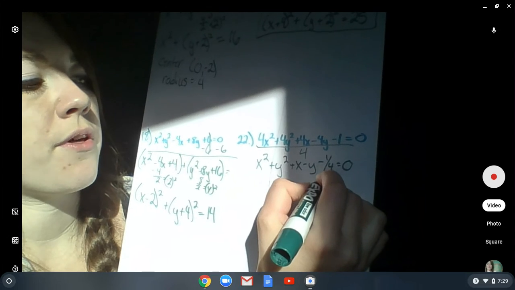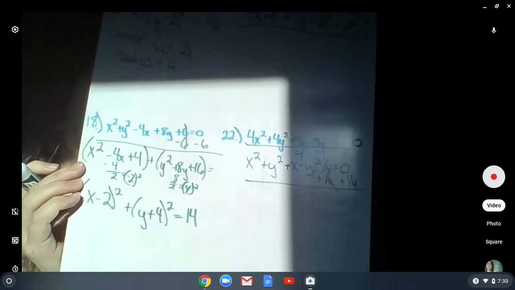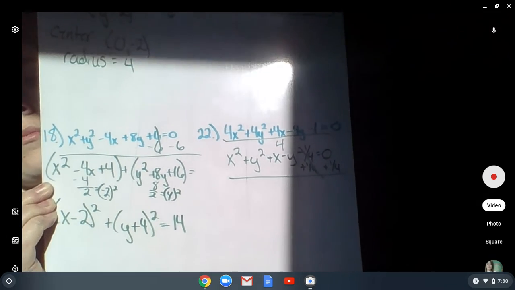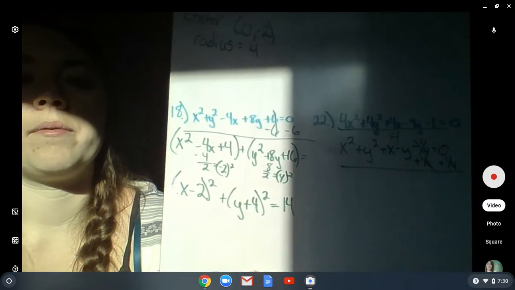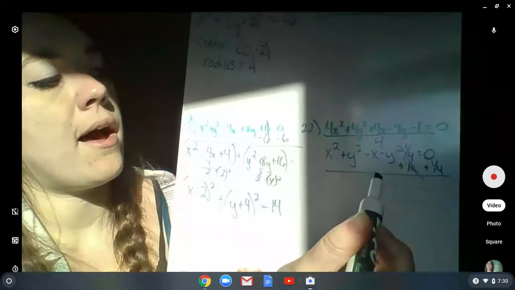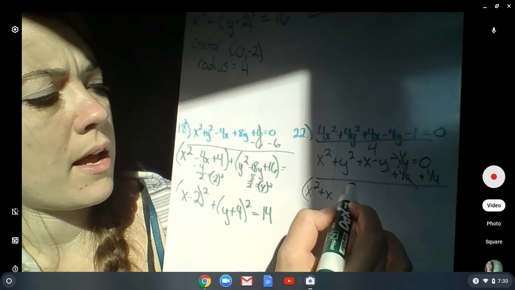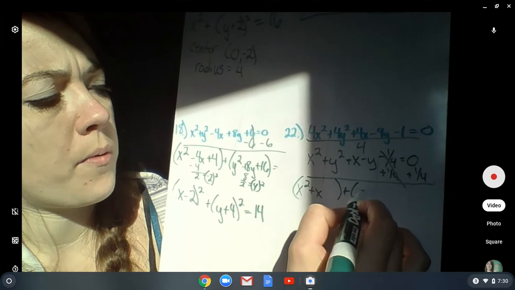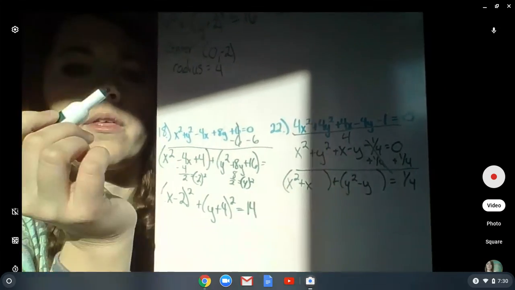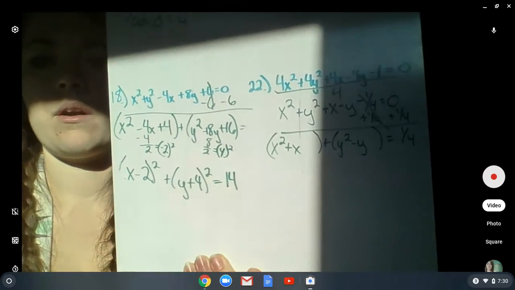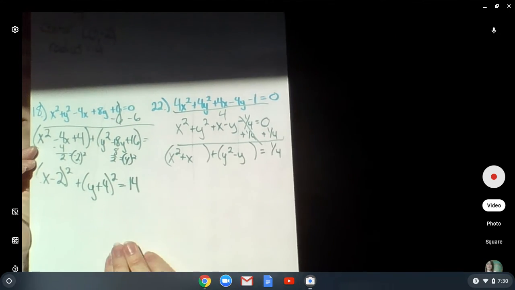Now we're going to add the 1/4 over, just like so. Sorry, I know it's kind of hard with that strange. There we go. That's all better. Okay, so now what we're going to do is group. So we're going to have x squared plus x plus y squared minus y equals 1/4. You guys can see that okay? There, we'll just bring it all the way over here.